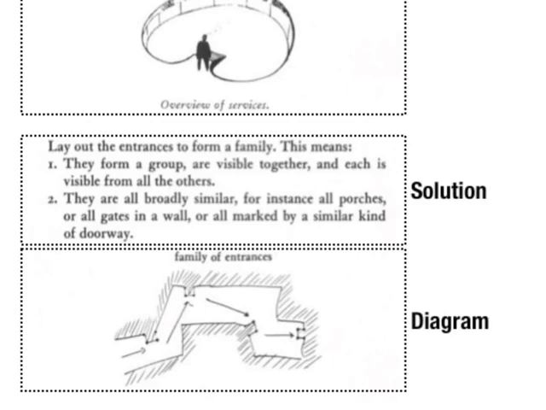This means, 1, they form a group, are visible together, and each is visible from all the others. 2, they're all broadly similar, for instance, all porches or all gates in a wall, or all marked by a similar kind of doorway. Very clear, very direct, and here's a diagram to finish clarifying the solution to the problem.